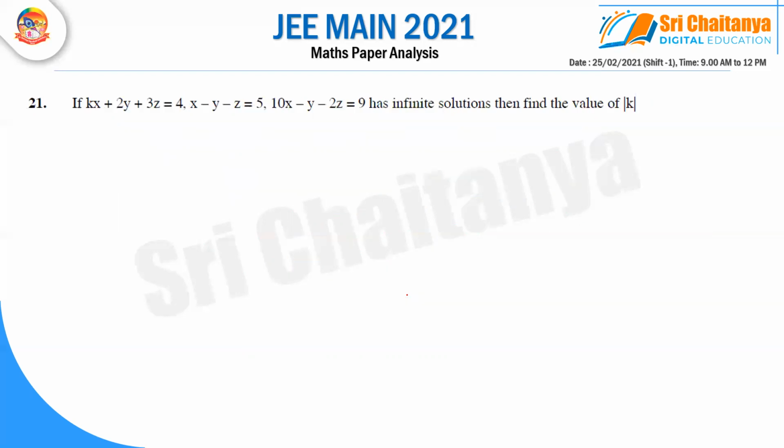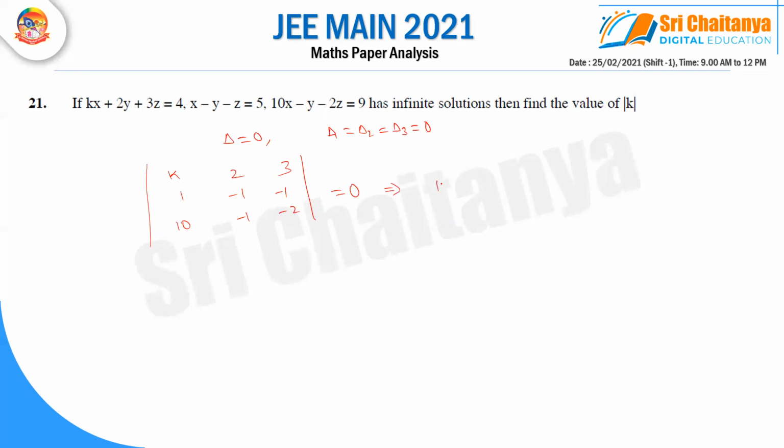Now let us go to the next question. They are saying infinite solutions. Infinite solutions means the only condition, like you can write delta equal to 0 and delta 1 equal to delta 2 equal to delta 3 equal to 0. But most of the times the first one will be more than enough. So that means I will be getting the determinant k 2 3, 1 minus 1 minus 1, 10 minus 1 minus 2 equal to 0.